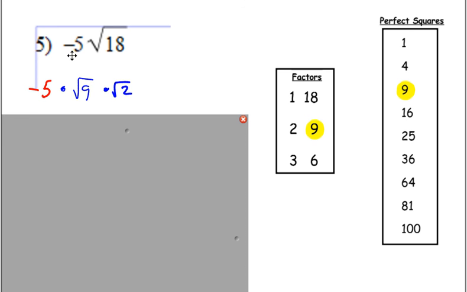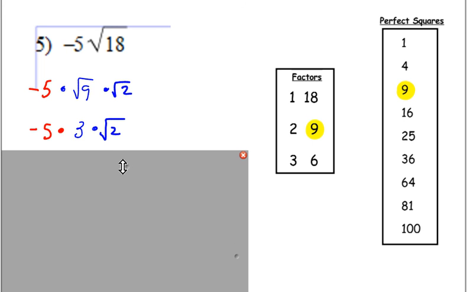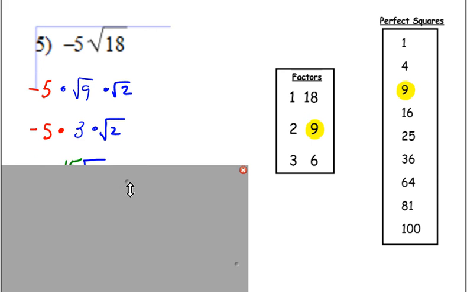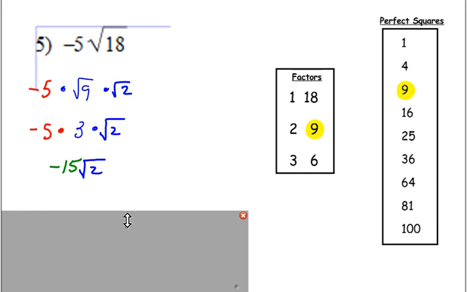I'm just going to bring down this negative 5, then negative 5 times the square root of 9 times the square root of 2. I can simplify the square root of 9 to 3. So outside the radicand, I have negative 5 times 3 times the square root of 2, which simplifies to negative 15 times the square root of 2.